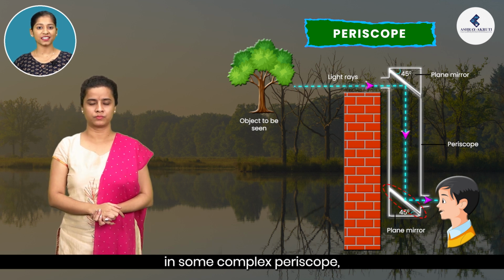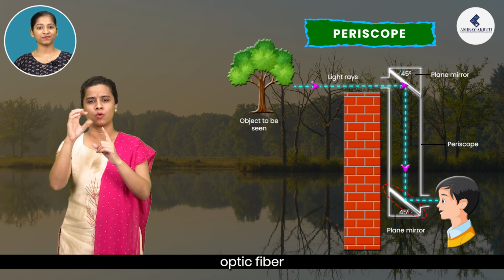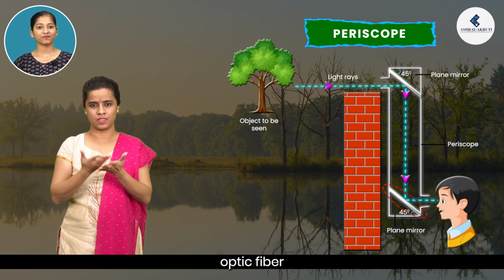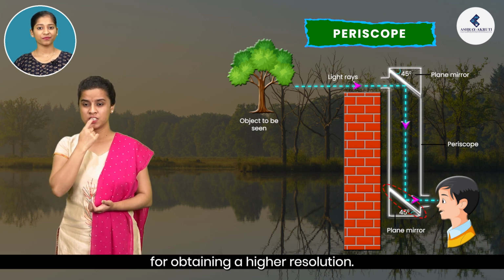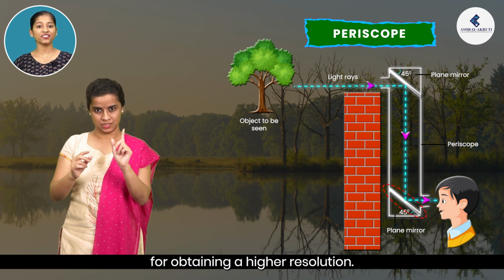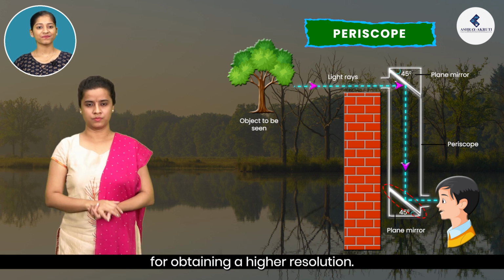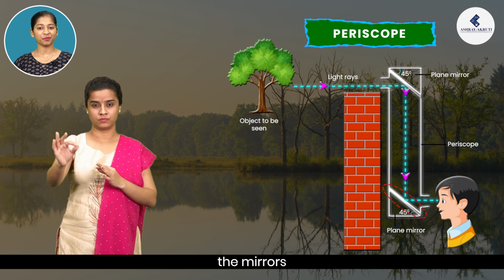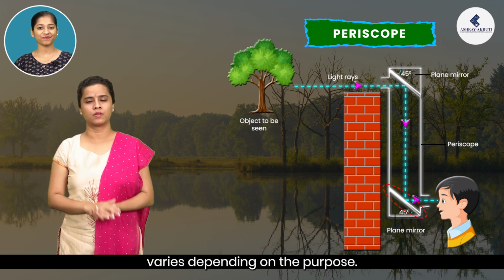In some complex periscopes, optic fiber is used instead of mirrors for obtaining a higher resolution. The distance between the mirrors varies depending on the purposes.